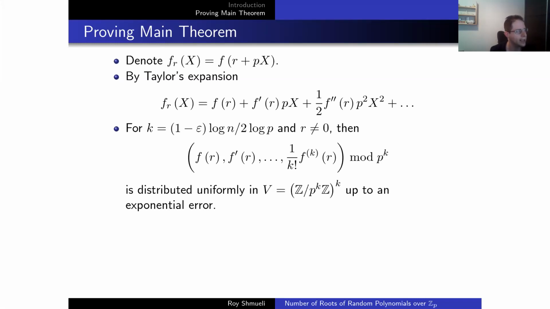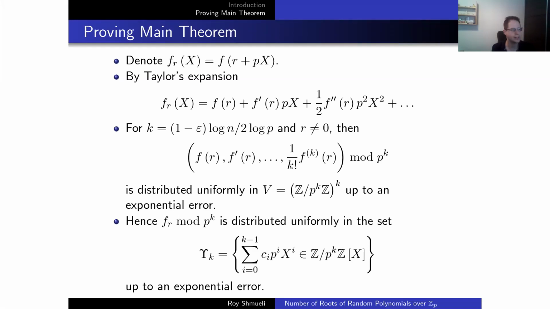And if I take a k approximately log n and r that is different from 0, and I look at this vector of the Hasse derivative to k modulo p to the power of k, then it's distributed uniformly in the space of integers modulo p to the power of k with dimension k, up to an exponential error. What this gives me, I will prove later how I got there, is that I now know the distribution of the polynomial f_r when r is different from 0, and they are distributed uniformly in this set.